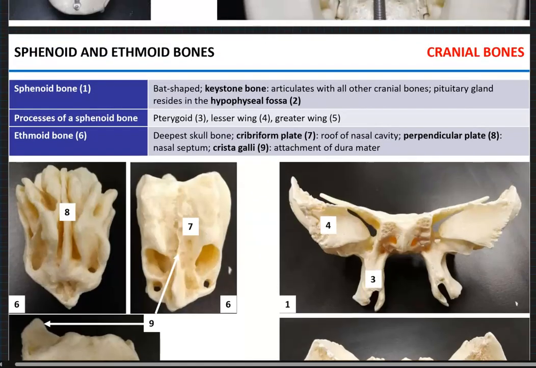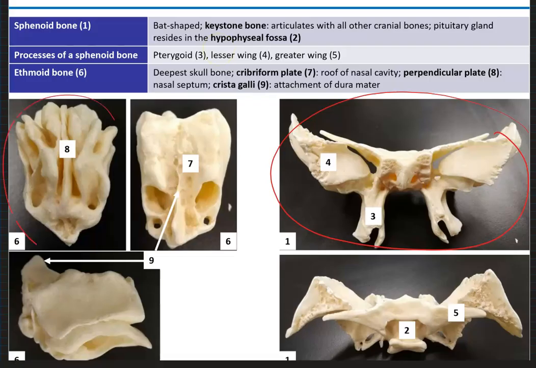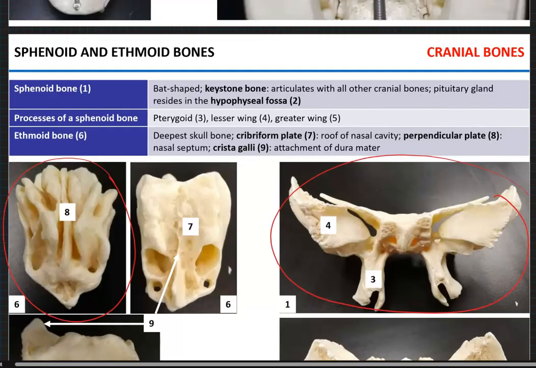Two irregular bones that are found very deep in the cranium are sphenoid and ethmoid bones. So the sphenoid bone is shaped, some people say like a bat, I prefer a butterfly. It's a keystone bone, which means that it forms articulations with all other bones that comprise calvaria.